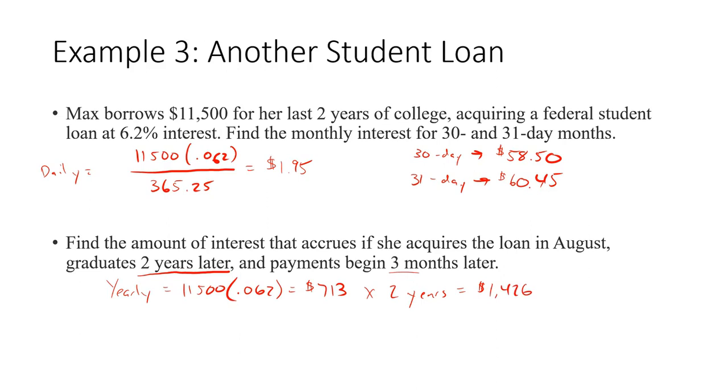September and November have 30 days. October has 31. And so the total interest, $1,426 for the 2 years, plus $58.50 for September, $60.45 for October, $58.50 for November. And when we add all of those up, the total amount of interest, $1,603.45.